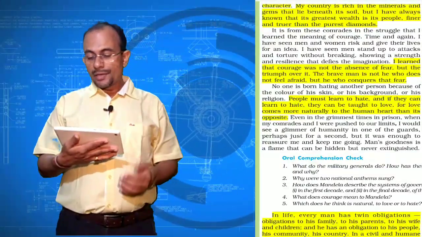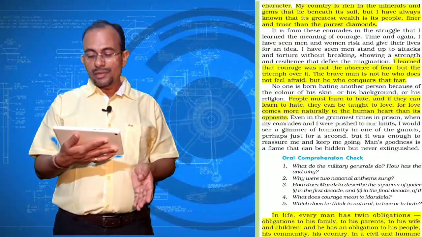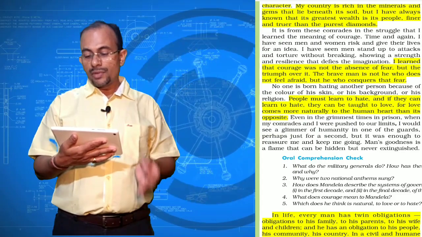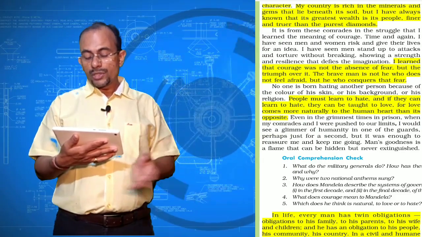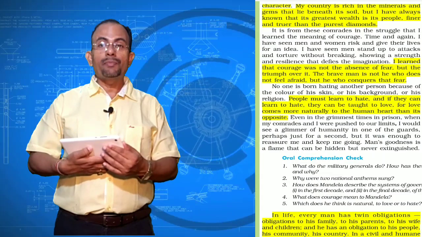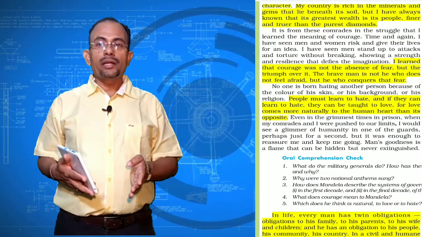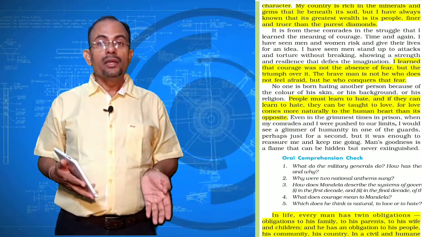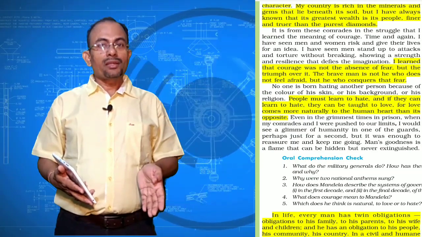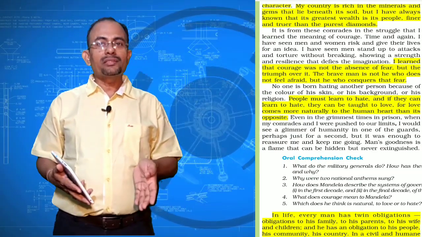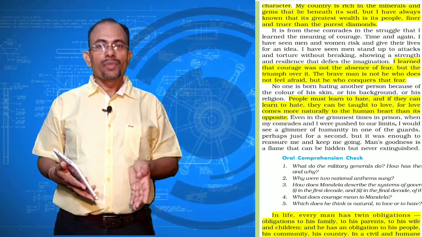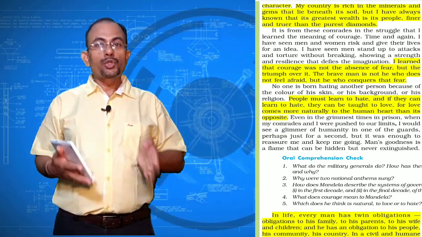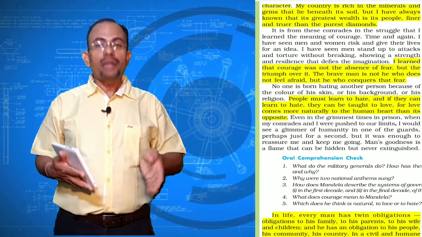Next highlighted part, you see, "My country is rich in the minerals and gems that lie beneath its soil, but I have always known that its greatest wealth is its people." Mandela means to say that he speaks highly of his countrymen here. He says that his country is rich in minerals, and the greatest wealth is the people of his country. "They are finer and truer than the purest of diamonds."